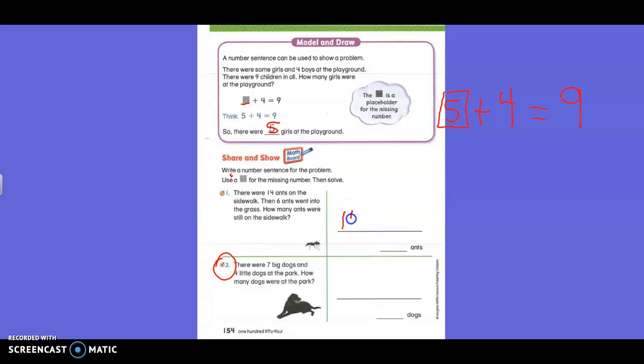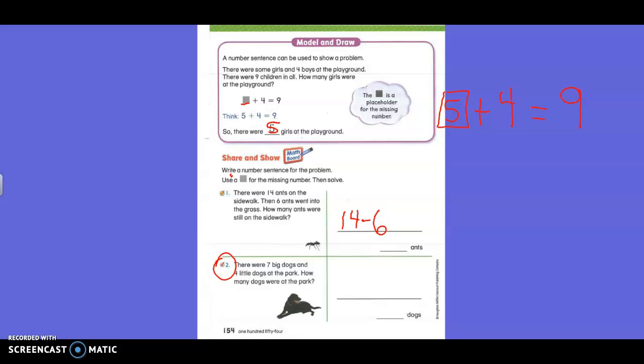At the beginning. So we have 14 ants on the sidewalk. That's what it said first, right? Make sure you're writing this down. 14 ants on the sidewalk. And then you said that we are going to what? Subtract. Okay, so we're going to put 14 minus. What's our second number going to be? Xander? Okay, because there were 6 that went into the grass, right? So they're not on the sidewalk anymore. So you're minusing 6. 14 minus 6.